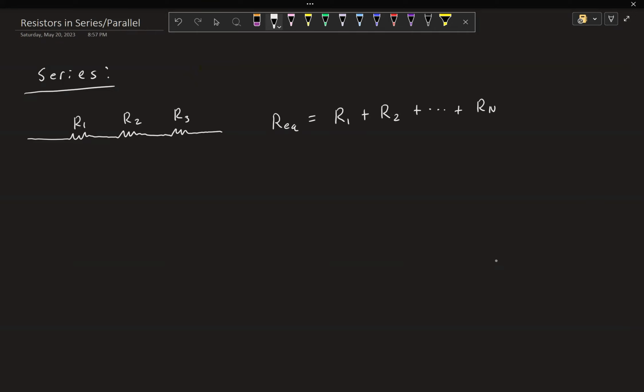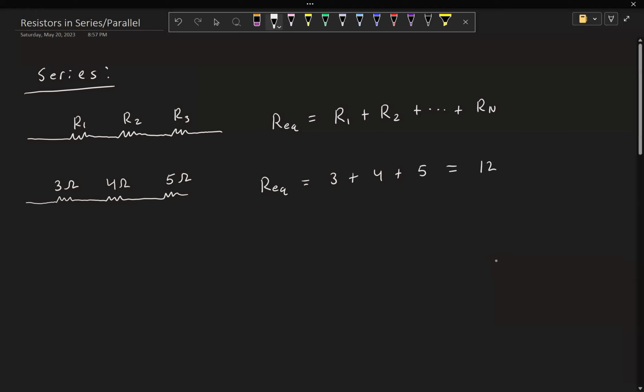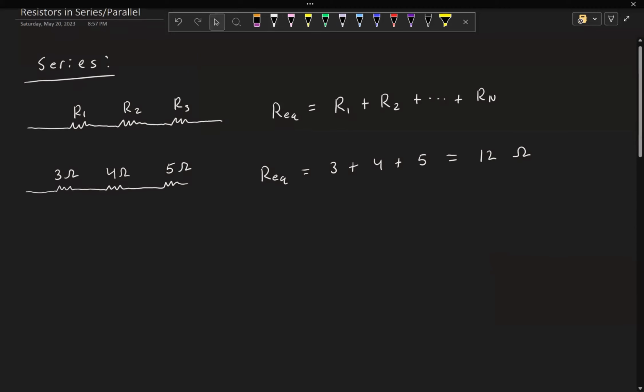So let's say we had 3 resistors, 3 ohms, 4 ohm, 5 ohm. The equivalent resistance for this is literally just 3 plus 4 plus 5, and that's just equal to 12 ohms. So that's all there is for series.